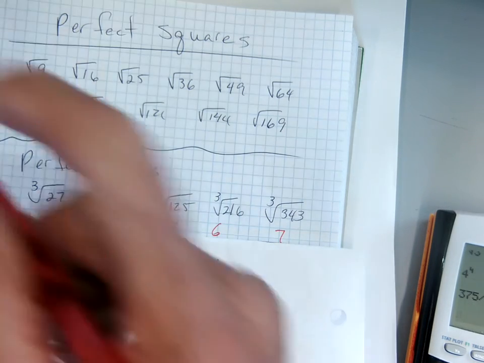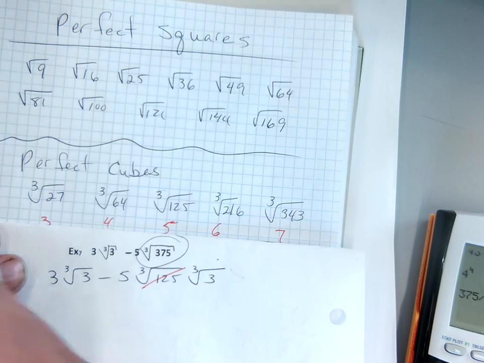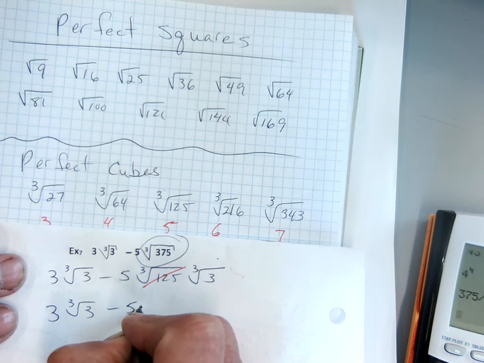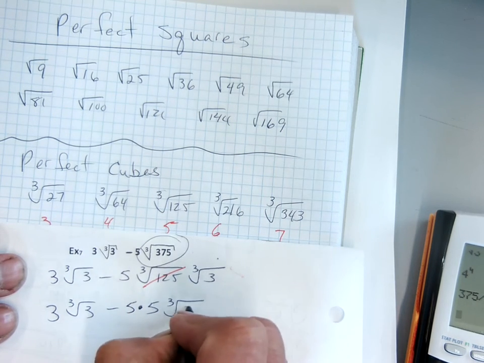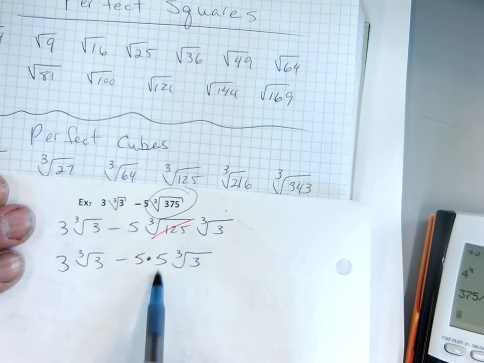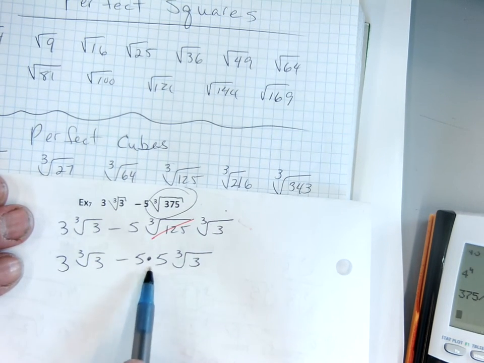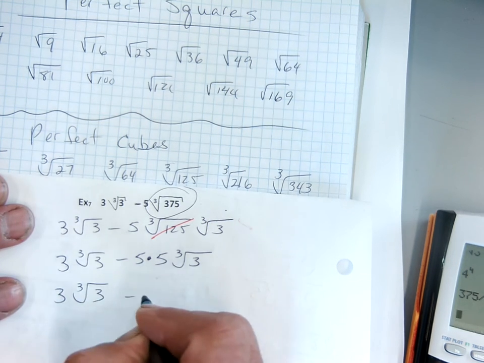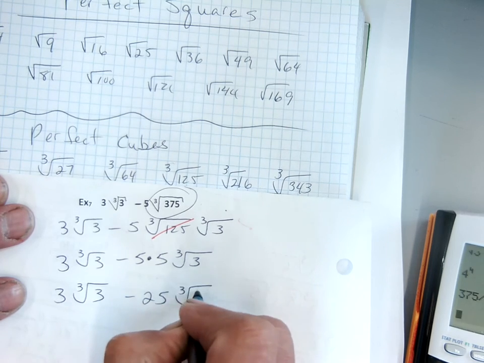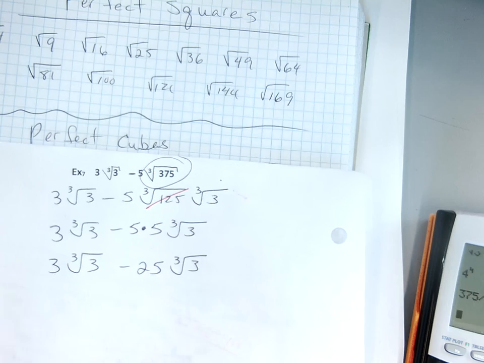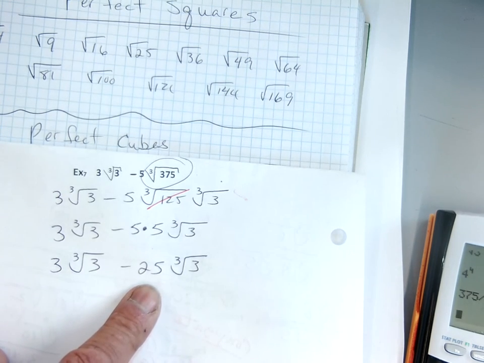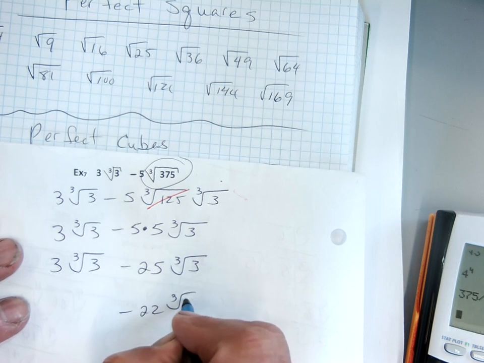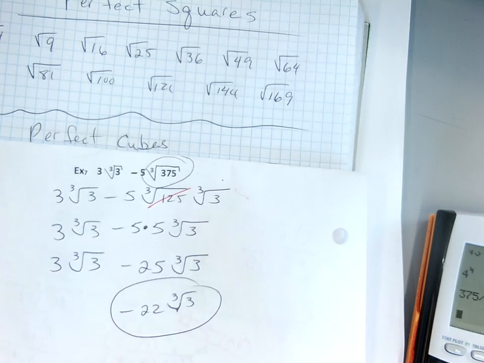I know that this becomes a 5 times a 5, because that's a 5, right? Whole number 5 and 5 times 5, those are whole numbers. That's 25. Those are both whole numbers. 5 times 5, 25 cube roots of 3. And now I can subtract them. They're the same. 3 minus 25 makes a negative 22 of these. Negative 22 cube roots of 3. Okay, that's what I have.